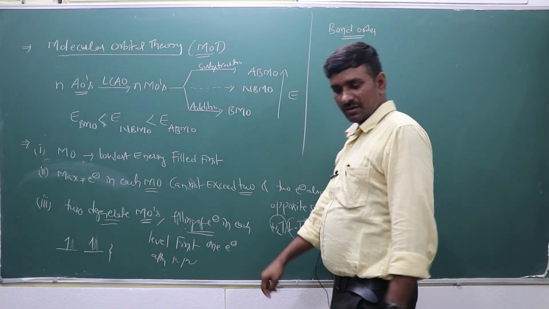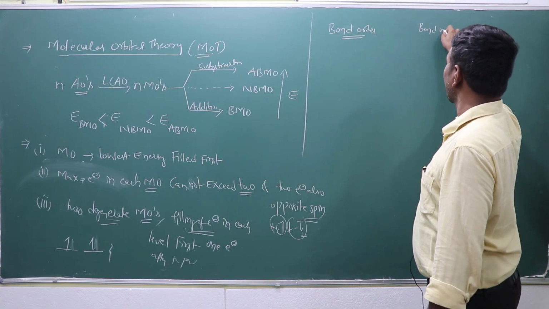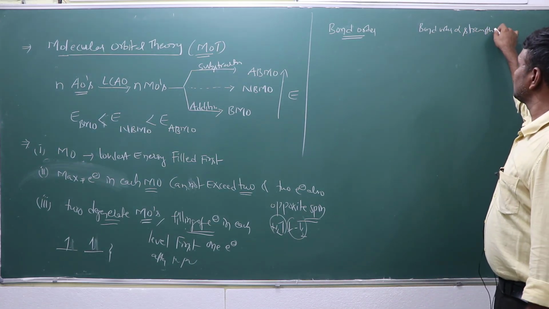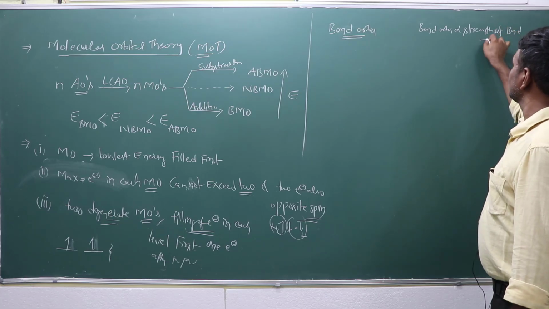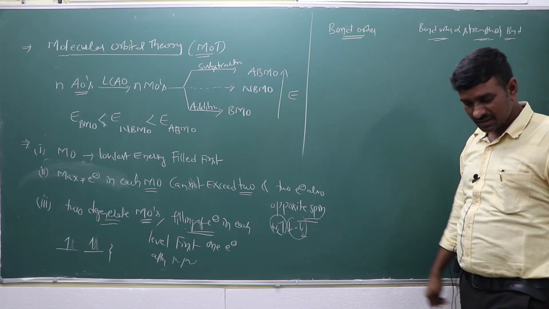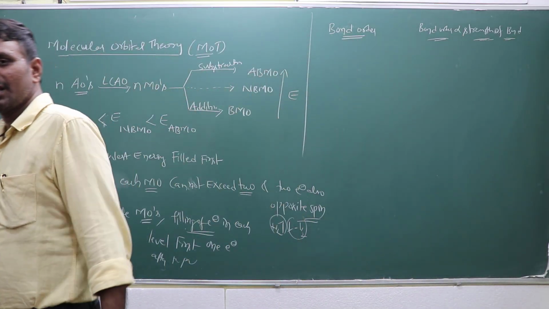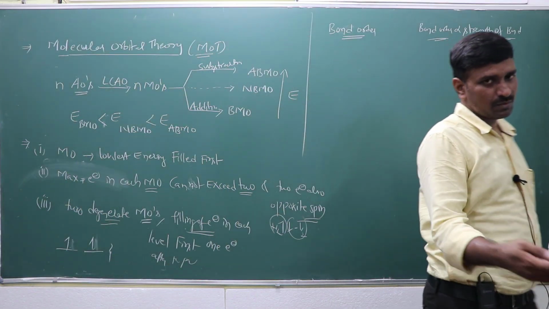Bond order is directly proportional to the strength of the bond. That means if the bond order is more, that bond has more strength.